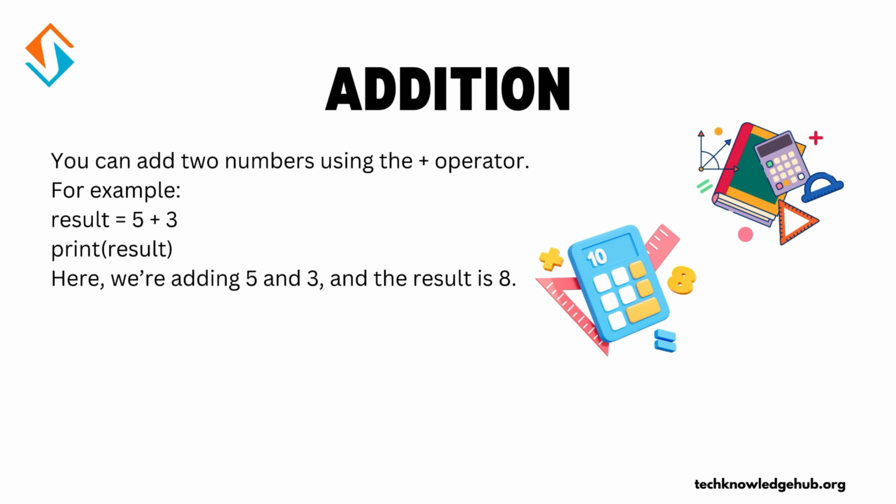First is addition operator. Using this operator, we can add two numbers. Let me show you an example. First type result equal to 5, then type addition operator sign 3. And in the next line type print result. Here we are adding 5 and 3 and the result is 8. Simple, right?